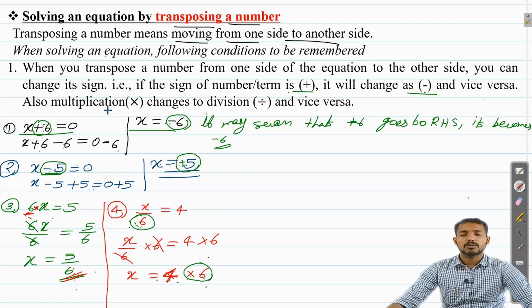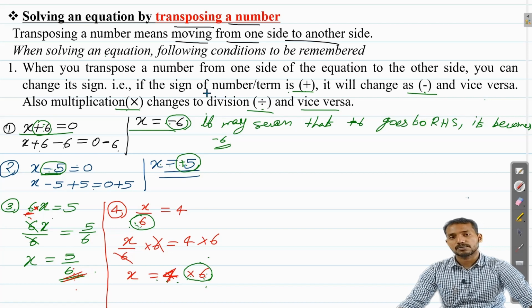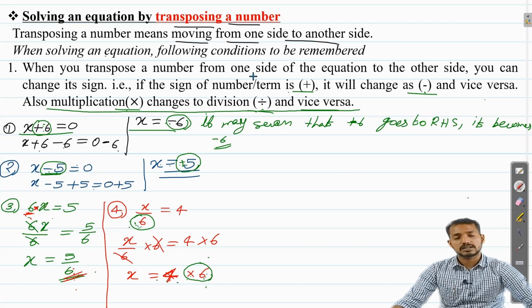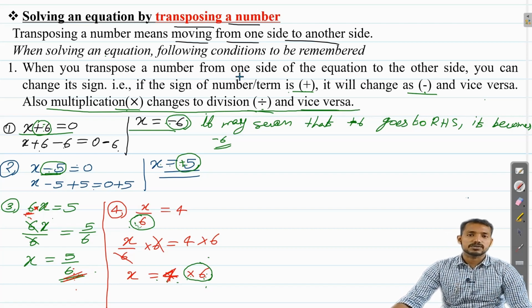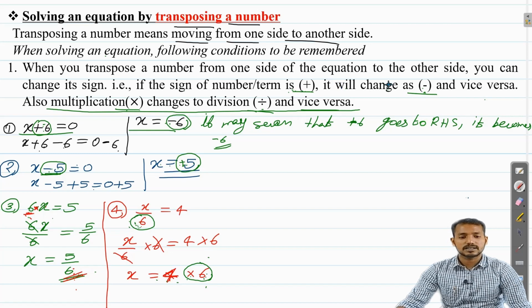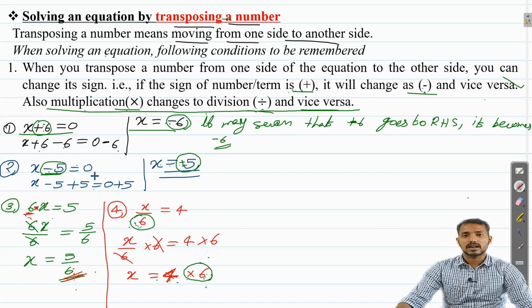And in case of multiplication, it will change into division, and division is also changed into multiplication, and vice versa. So this condition is not given in your textbook, okay, but I am just mentioning this also for the simplest way of solving. Clear? In your textbook, only a plus term will be changed to minus, and a minus term will be changed to plus. That is the condition only mentioned in the textbook for this method of solving, transposing a number. But this condition also you can remember. I already explained here how it is possible.